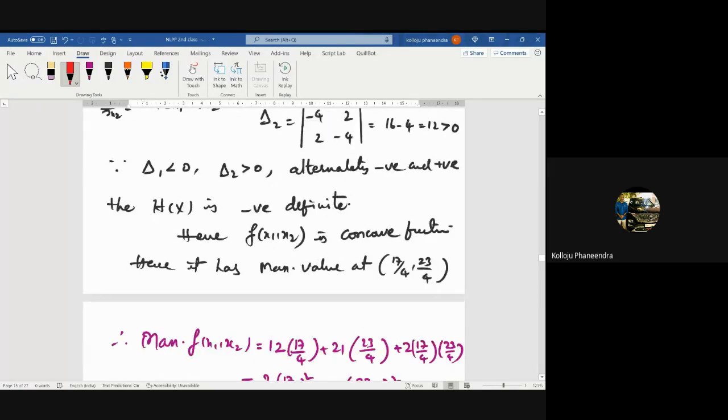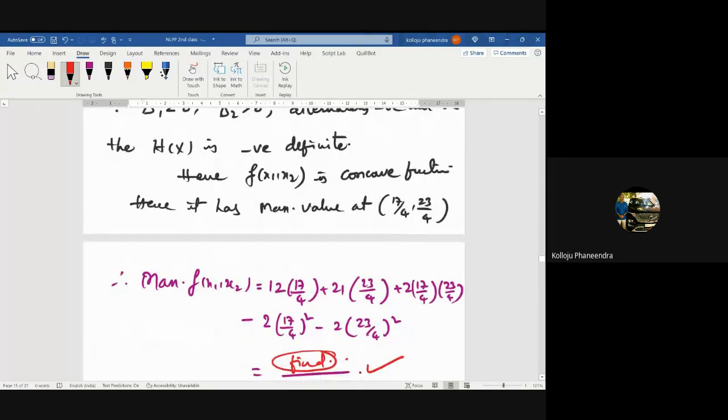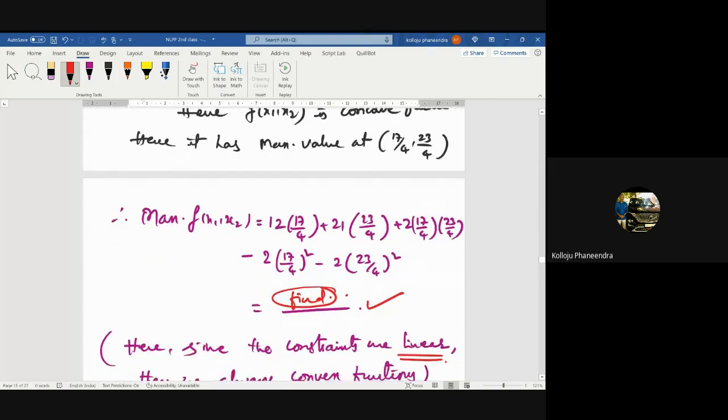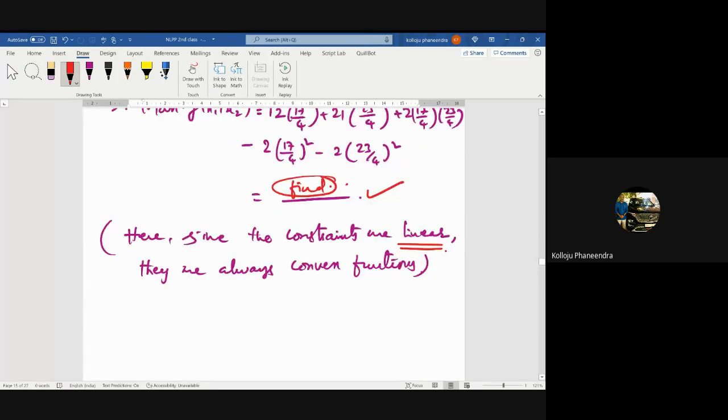Then the function is a concave function. Yes, since it is concave, it possesses a maximum value. I calculated the maximum value, and obviously whenever the constraints are linear, definitely those are convex. So sufficient conditions are also satisfied. What are the sufficient conditions for maximization? Objective function is concave and constraints are convex. Okay, this is the problem. Any doubts?